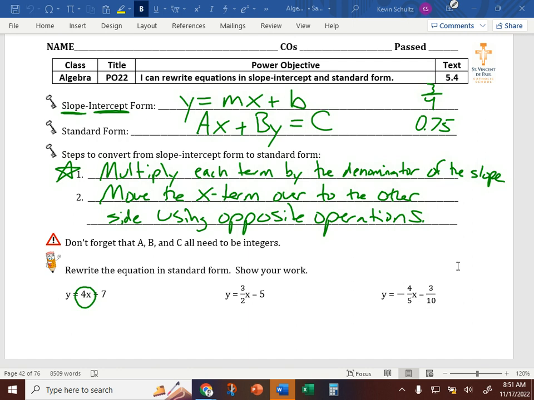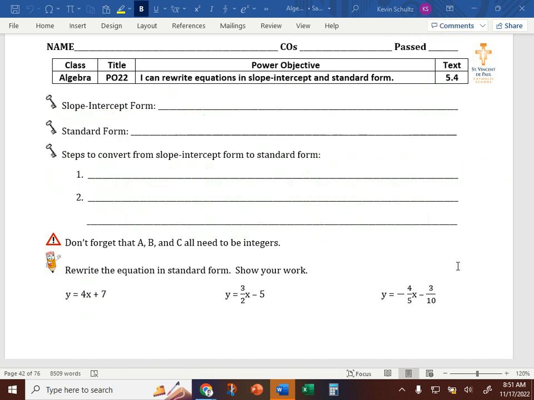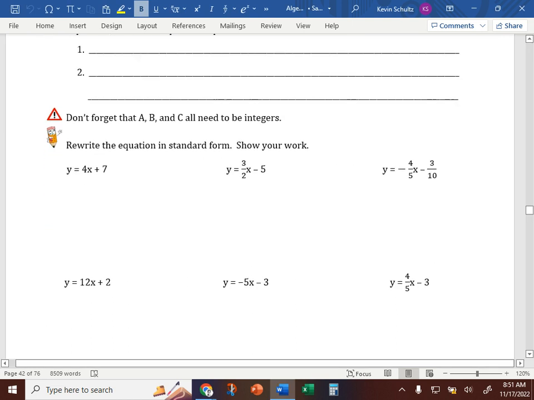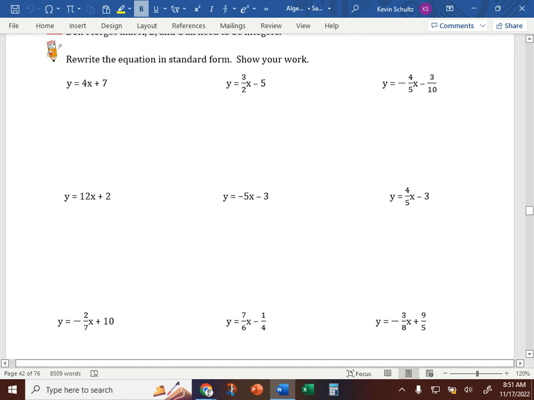So let's take a look at some of these. Everyone got the notes down here? Are we all set? Okay. The first example, y equals 4x plus 7. We're easing into it here. I do not give you a fractional slope, so we do not have to do step one. Our only thing we need to do to convert this into standard form is move that 4x over. And since it's a positive 4x, what's the opposite of a positive 4x?